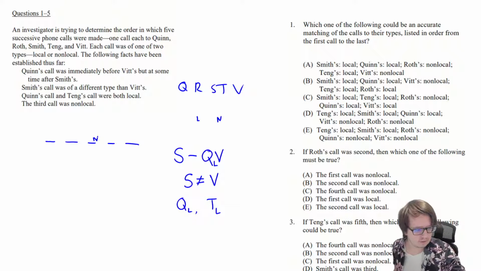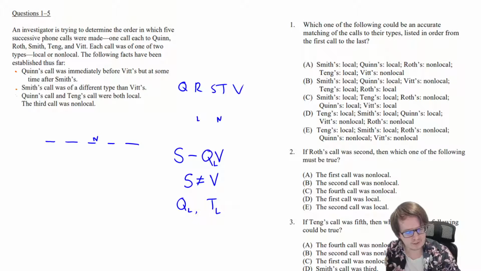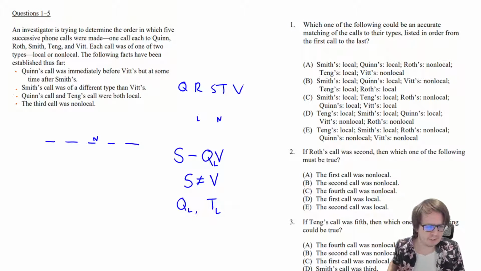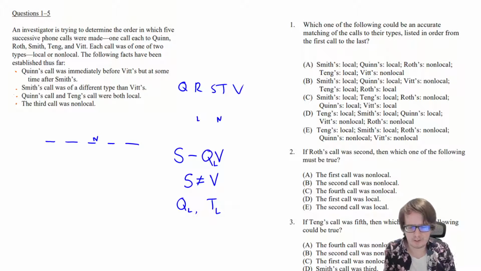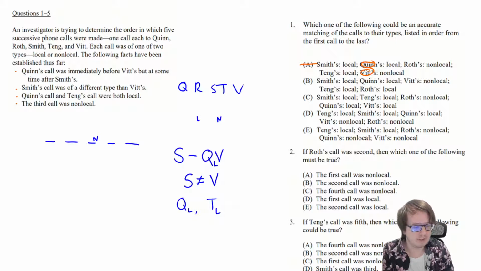So for the first question, usually it's just a question about reading instructions. So we'll go through each of these 4 bullet points. And after that, if the question is written as it always is, then we'll have an answer. So Quinn's call was immediately before Vitt's. So let's see if there's any case where Q and V are separated. And we see that in A, Q and V are not immediately after each other, so A is not going to be an option. And I'm just going to assume it's one rule per choice. That's typically how it goes. But if we have problems later, we can come back to it.